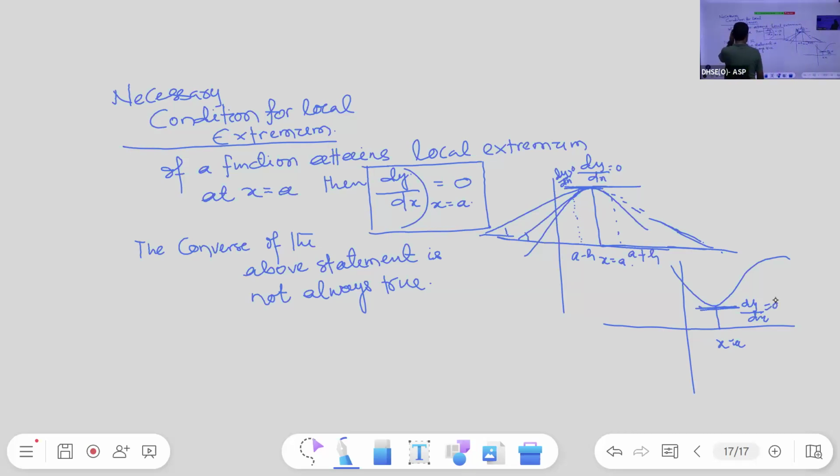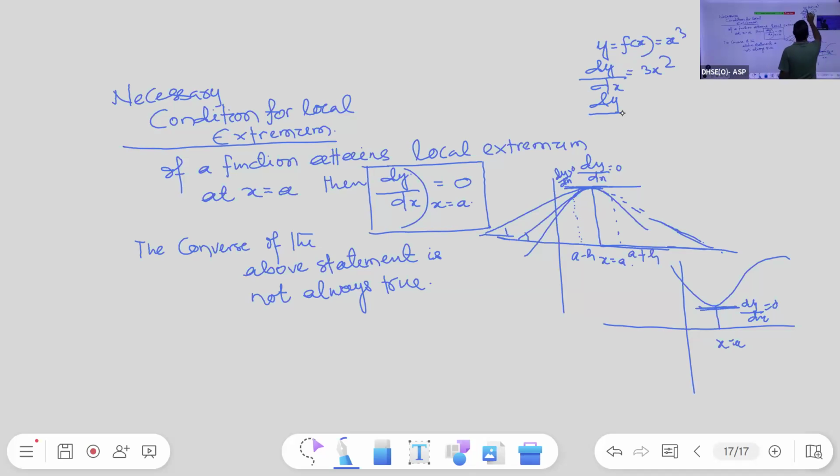Then why is the converse of the above statement not always true? To take an example, consider the function y is equal to f of x is equal to x cube. What is the first derivative of the function? dy upon dx is equal to 3x square. The converse of the above statement is not always true. That means if the first derivative of a function at a point vanishes, that doesn't mean that the function attains local extremum at that point.